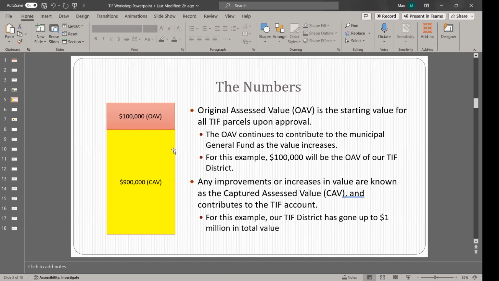Now, let's say 1 year after you approve the TIF, your tax assessor's agent suspiciously says, well, it's now worth $1 million. That $900,000 difference is now considered captured assessed value. And that is the value that's going to contribute to your TIF district. And that $900,000 will remain sheltered from the state and county valuations.